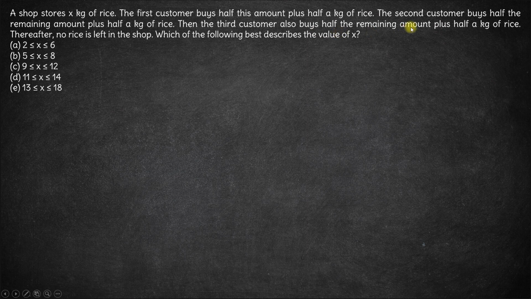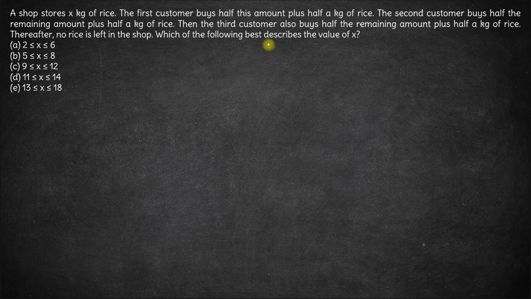So all the three customers are doing the same thing. They are first of all buying half the amount that the shopkeeper had, and of the remaining they buy half a kg more. Okay, now thereafter no rice is left in the shop. Which of the following best describes the value of X?